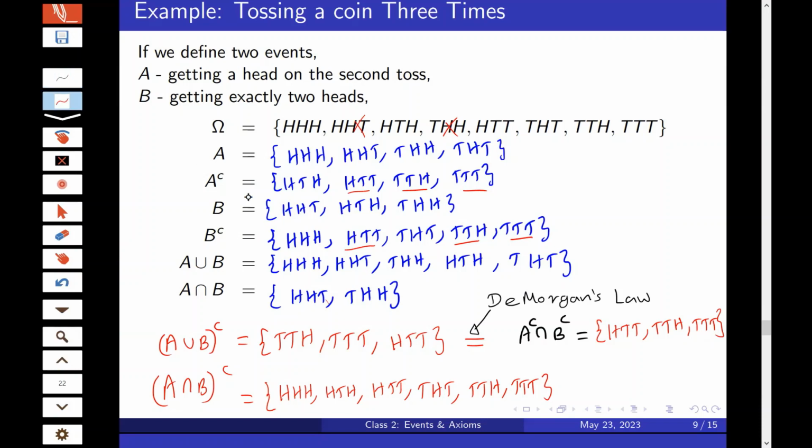Similarly, you can show this is equal to A complement union B complement. If you find the union of these two, you will get the A intersection B complement items as well. I'm assuming that example helps you understand how to find the events, how to find the outcomes in the event, and how to work with event operations.